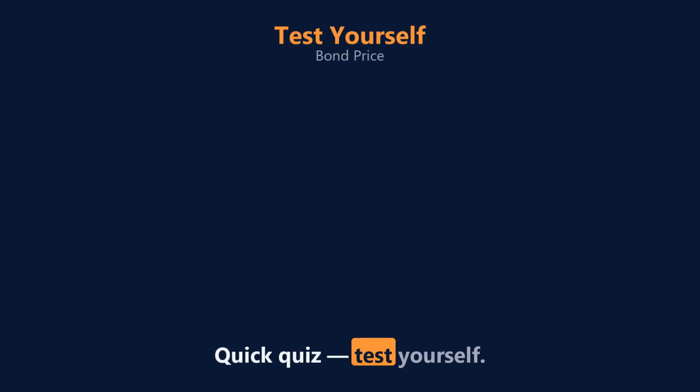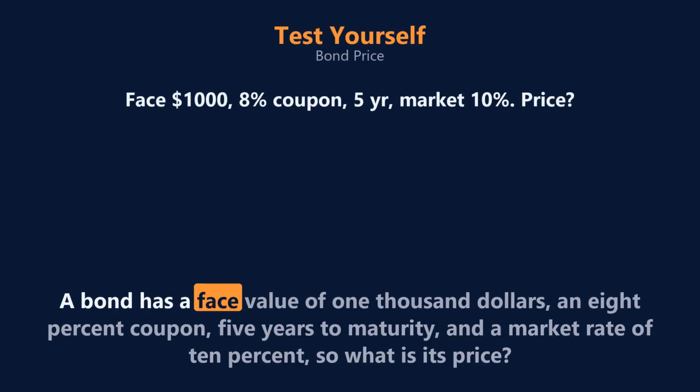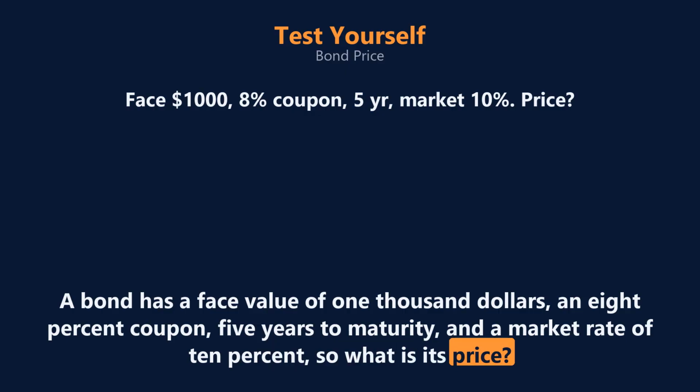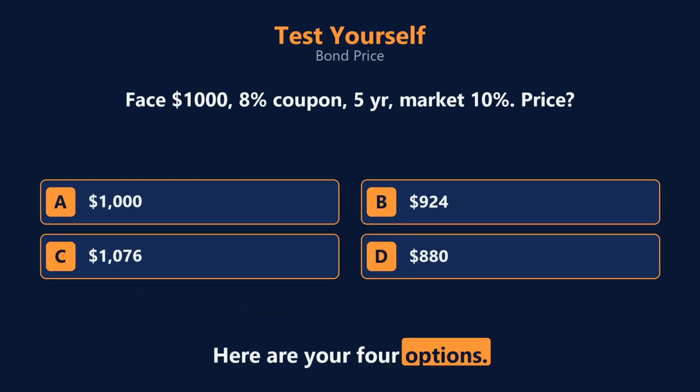Quick quiz, test yourself. A bond has a face value of $1,000, an 8% coupon, 5 years to maturity, and a market rate of 10%, so what is its price? Here are your 4 options. Pause the video and solve it now.